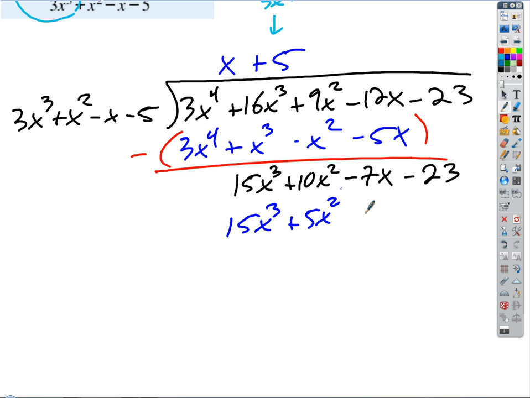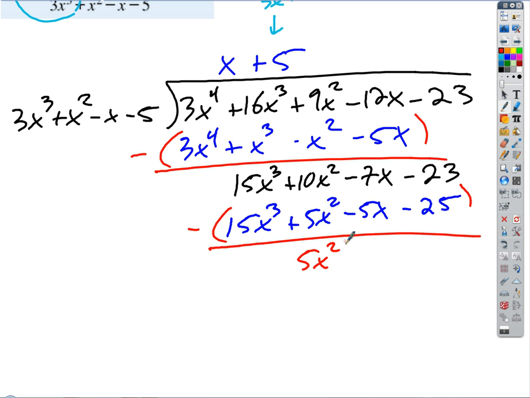Minus 5. And then minus 5. Okay, I'm going to subtract the whole quantity. Cancel. 5x squared. Okay, and that's my remainder, isn't it? Yeah, because now 3x cubed will no longer divide into this, right? X squared, 5x squared. So that's my remainder.